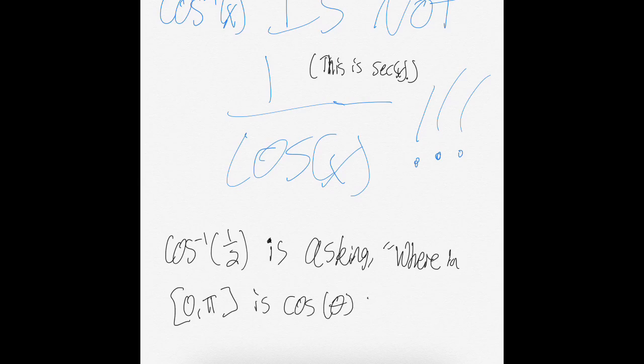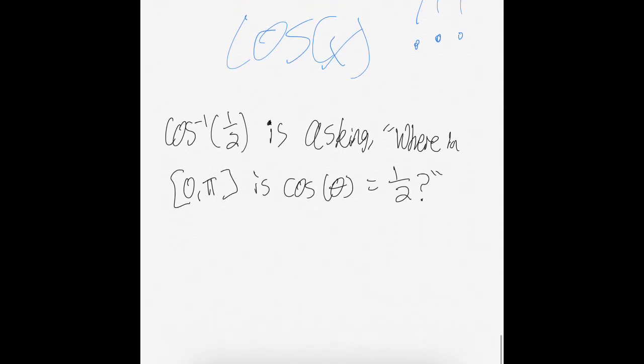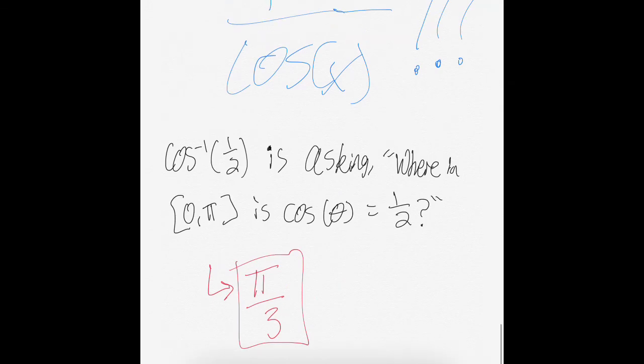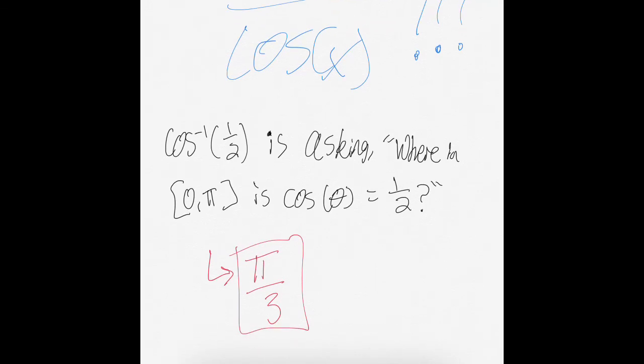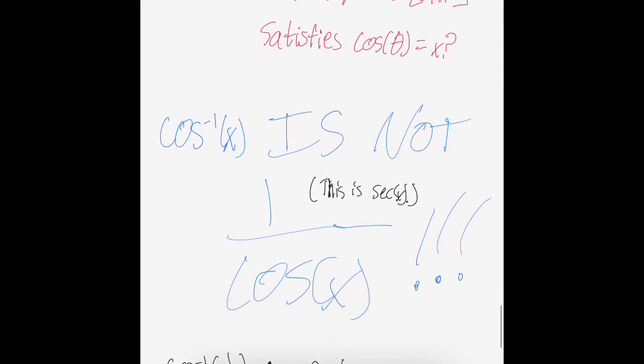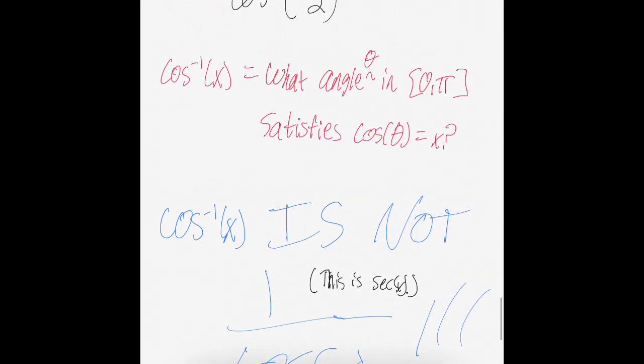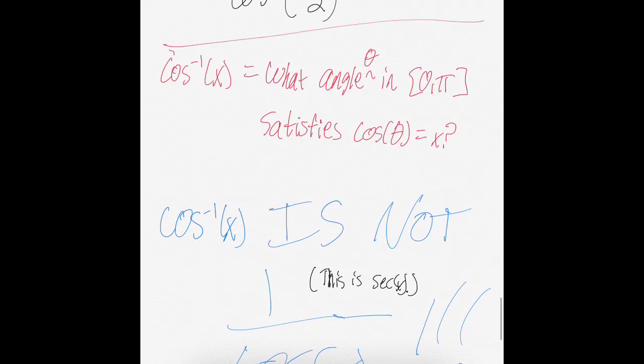So cos inverse is asking where in the interval 0 to pi is cosine of theta equal to 1/2. And because we are all experts on our unit circle now, we know that this is pi over 3. If you are not an expert on your unit circle, keep working on that, as you've probably seen to this point in the course. If not, unfortunately, it will come back to get you.